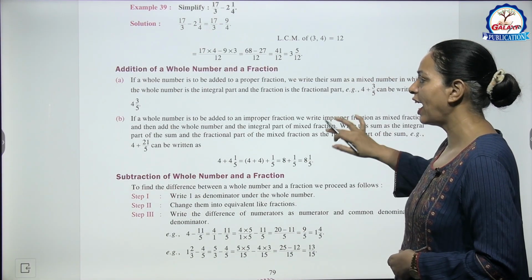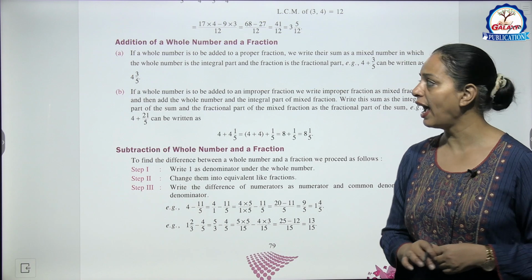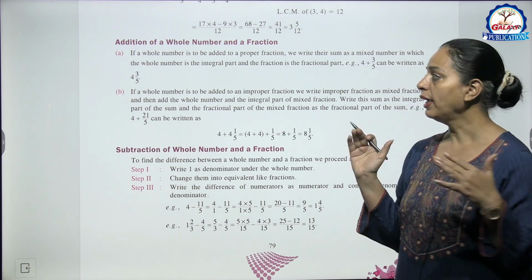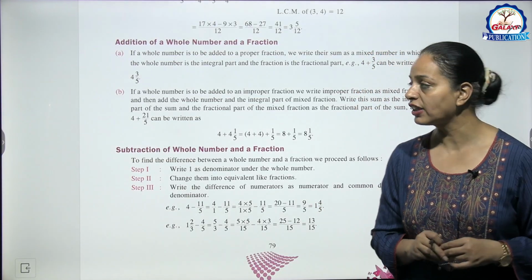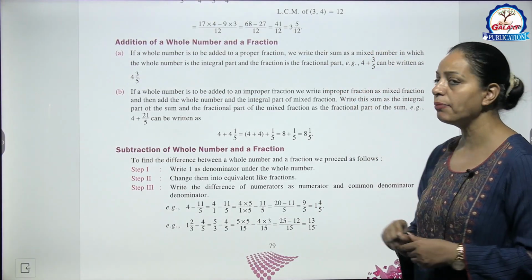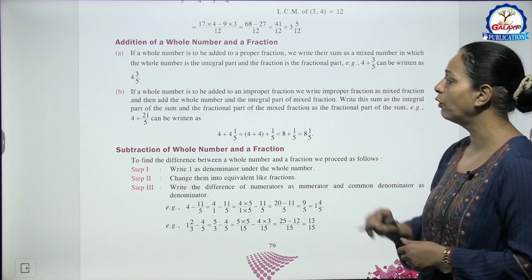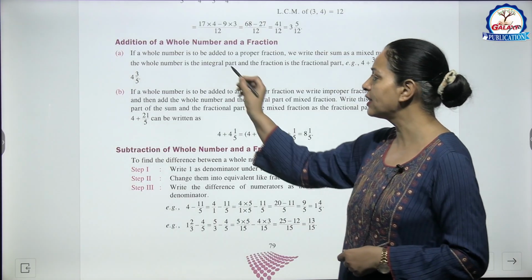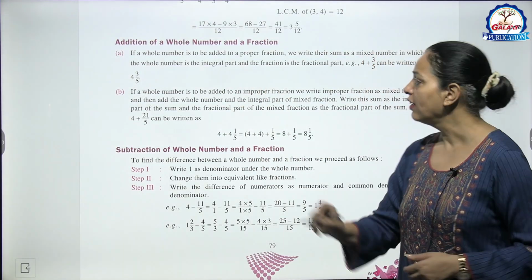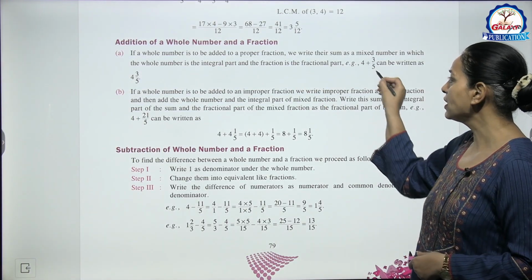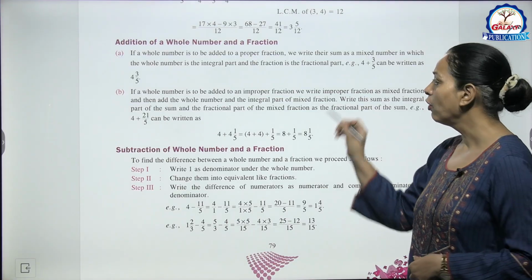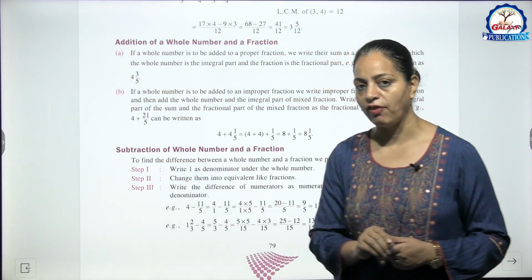Now the next is addition of a whole number and a fraction. A part, if a whole number is to be added to a proper fraction, we write their sum as a mixed number in which the whole number is the integral part and the fraction is the fractional part. See, 4 plus 3 by 5, we can write 4 whole 3 by 5.